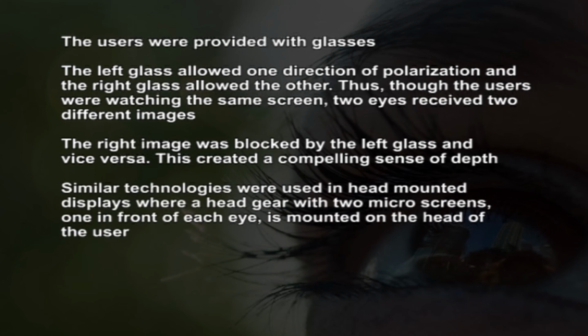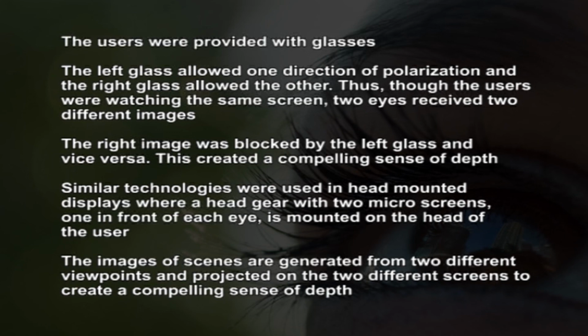Similar technologies were used in head mounted displays, where a headgear with two micro screens, one in front of each eye, is mounted on the head of the user. The images of scenes are generated from two different viewpoints and projected on the two different screens to create a compelling sense of depth.